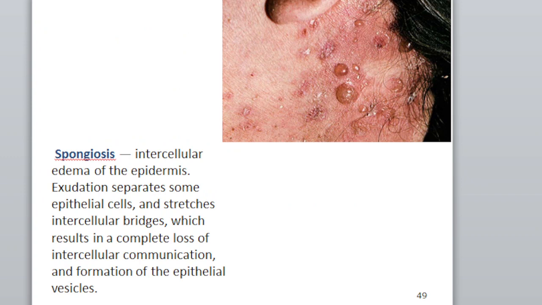Spongiosis, intercellular edema of the epidermis. Exudation separates some epithelial cells and stretches intercellular bridges, which results in a complete loss of intercellular communication and formation of the epithelial vesicles.